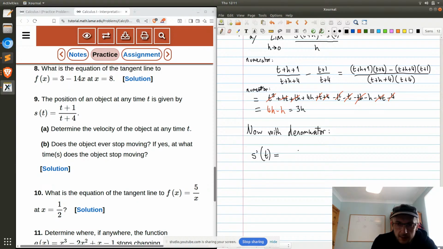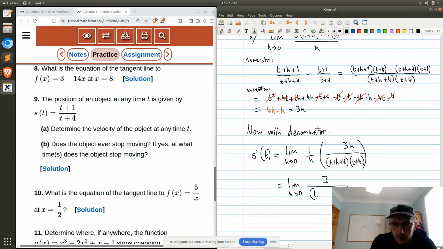S prime of t is the limit as h approaches 0 of 1 over h outside the brackets, 3h over t add h add 4 times t add 4 inside the brackets, and that is the limit as h approaches 0 of 3 over t plus h plus 4 over that, which is 3 over t add 4 squared. So I get it now.